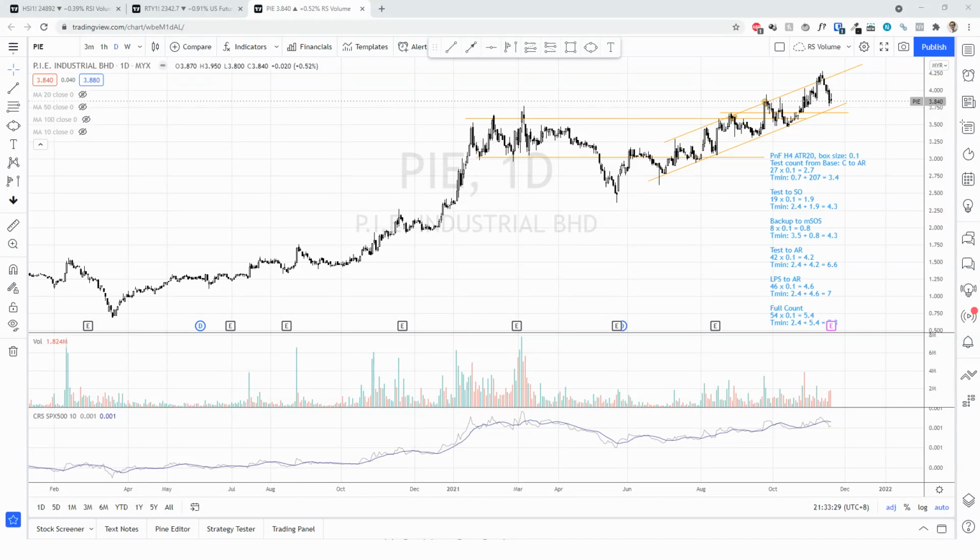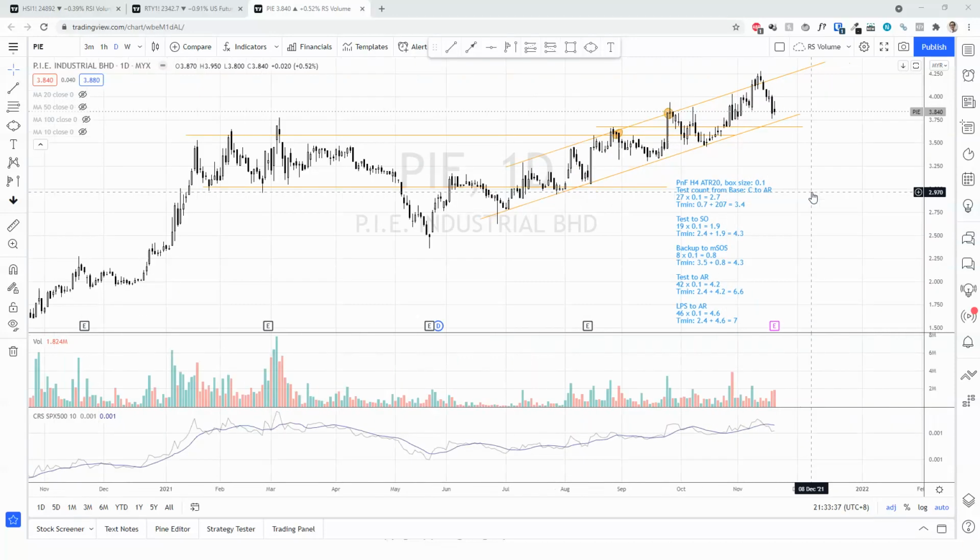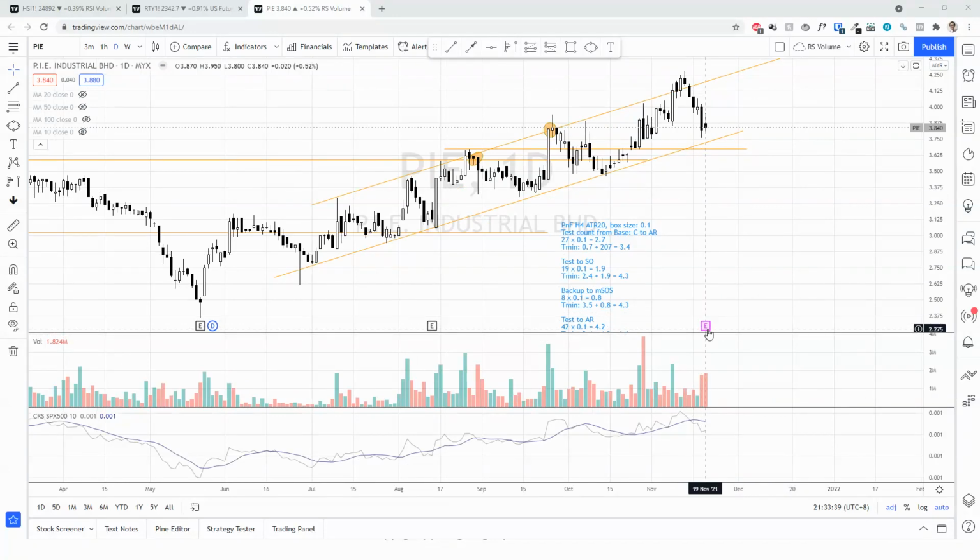Okay. What else? KH says that earnings were already released on 19 November. Oh, okay. So I think this could be the error. Oh, no, it just did not reflect. No, never mind.